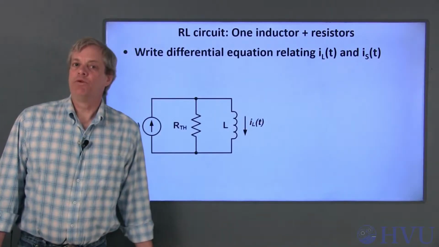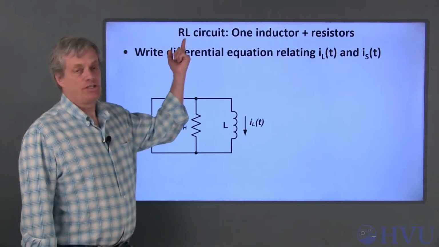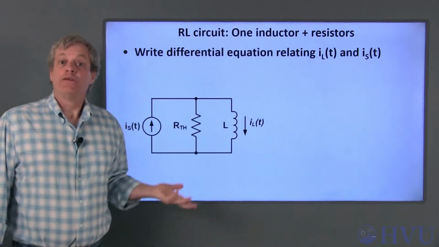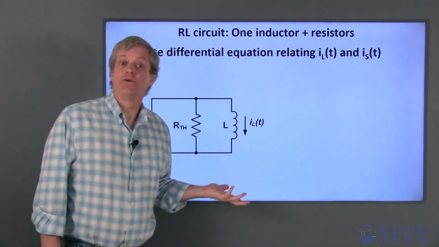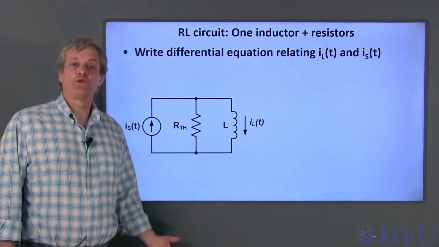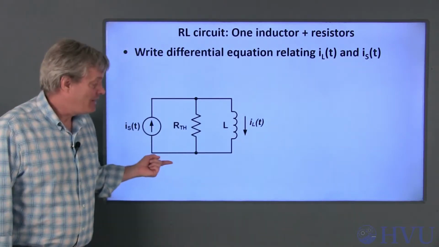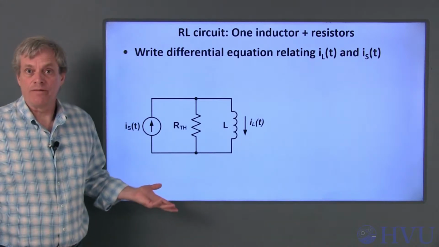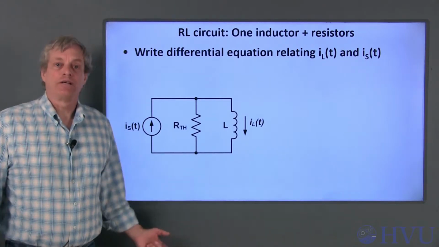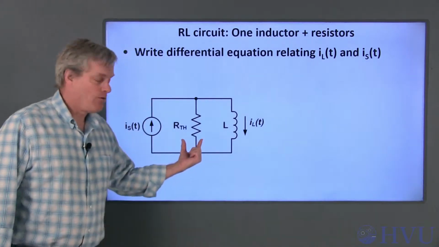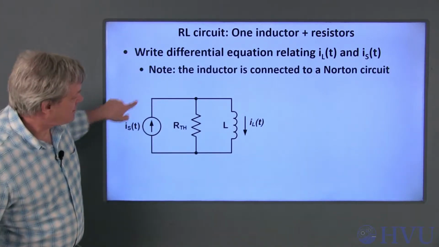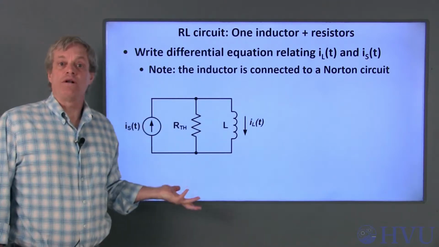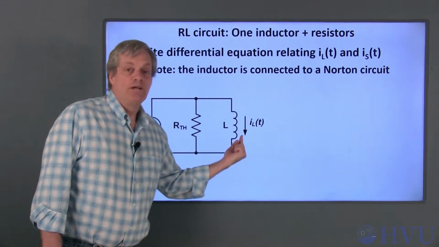My second example will be what's called an RL circuit, which stands for resistor inductor. The circuit contains only one energy storage element, an inductor, so its input-output equation will be a first-order differential equation, and this is also a first-order circuit. In this example, I'll look at a circuit consisting of an inductor in parallel with a resistance and a current source. Notice that this section of the circuit corresponds to a Norton equivalent circuit connected to an inductor.